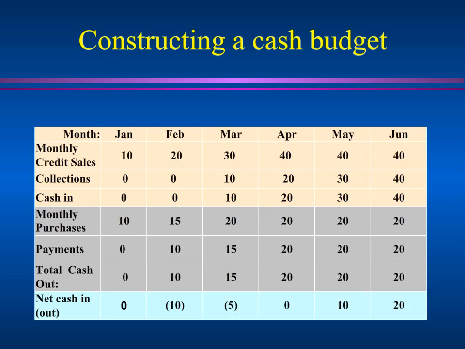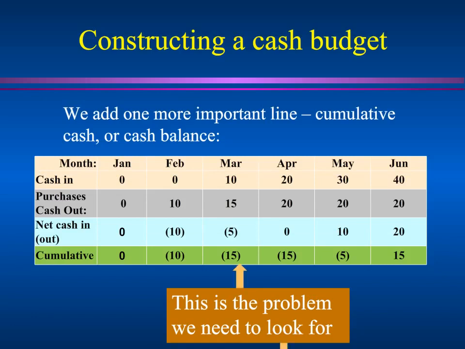Okay, so net, and we see it across the bottom, nothing going on in January. February, we pay out 10 more than we get in. March, we pay out 5 more than we get in. And April, we're actually even. And May and June, we're ahead a bit. Okay, so this intuitively makes sense once we think about the flows in business. Now, the big danger comes along when we look at the cumulative cash flow.